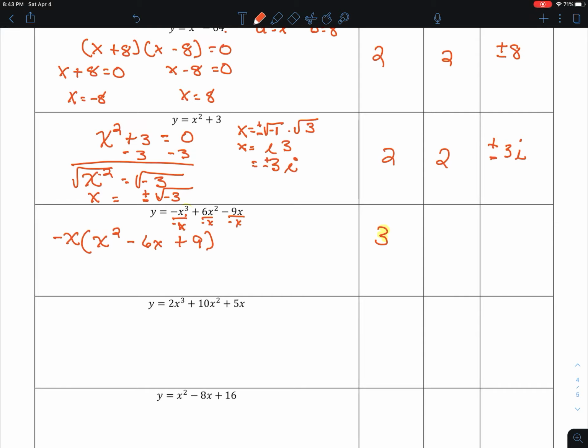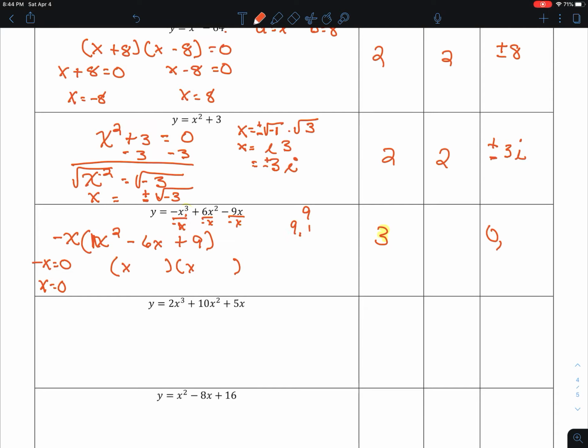Okay, so we know that we have negative x equals 0, which is just x equals 0. So that's going to be one of our solutions. And now we have to factor this. Since we have a coefficient of 1, my suggestion would be that we use guess and check. So what can I multiply to get 9 and add to get negative 6?